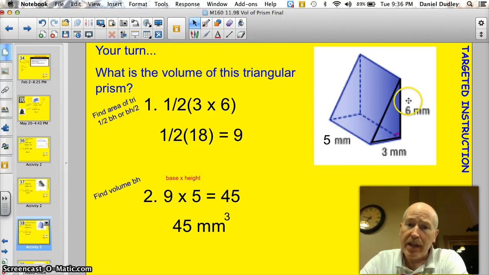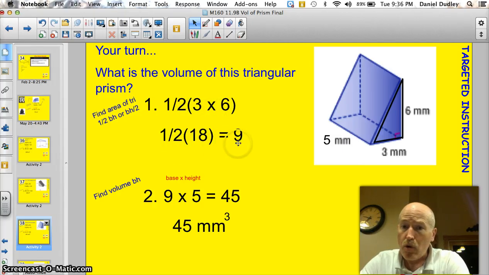Well, the base of it is 3, and the height of the base is 6. So there's my triangle over there, 3 by 6. So I took 1/2, 3 times 6. That's the same as 1/2 times 18, and that, of course, is 9. So my base is 9. My height is 5. It's laying on its side, but there's my height. 9 times 5 is 45. 45 millimeters cubed. I bet you got that one right.